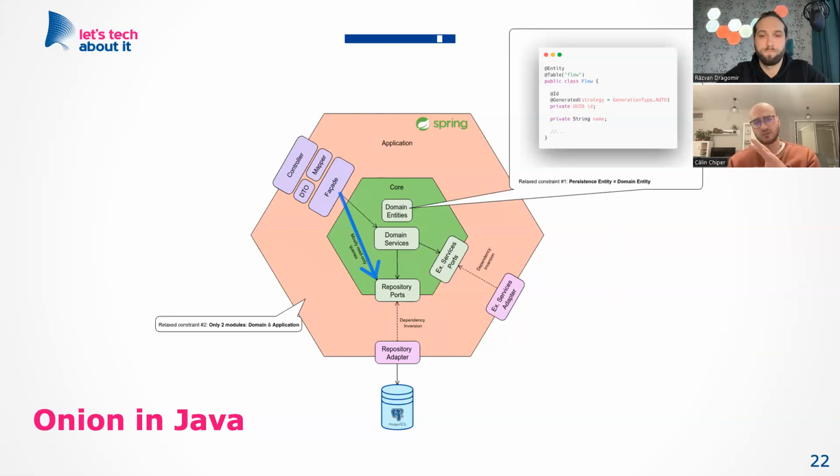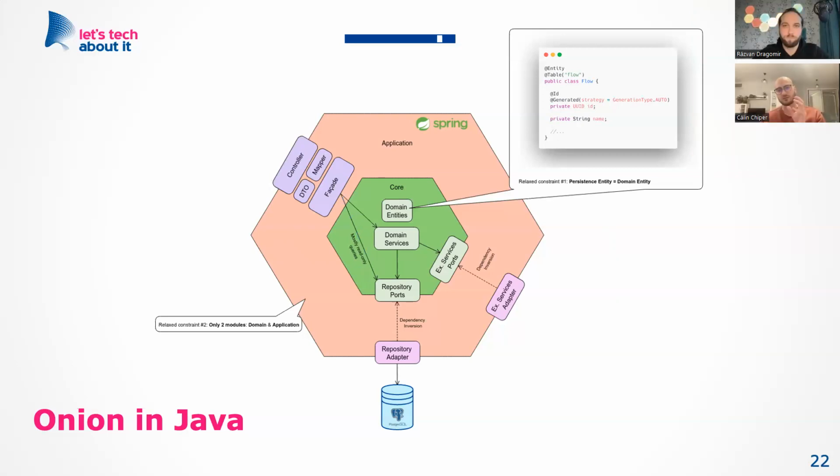So the core exposes some ports. We borrowed this term from ports and adapters. So if you want to implement a repository pattern, you just declare an interface called the repository port, and then let the technology adapt to it using dependency inversion. The controller will call the facade. In the facade, you'll have the DTOs, the mappers, and yeah, that's all.